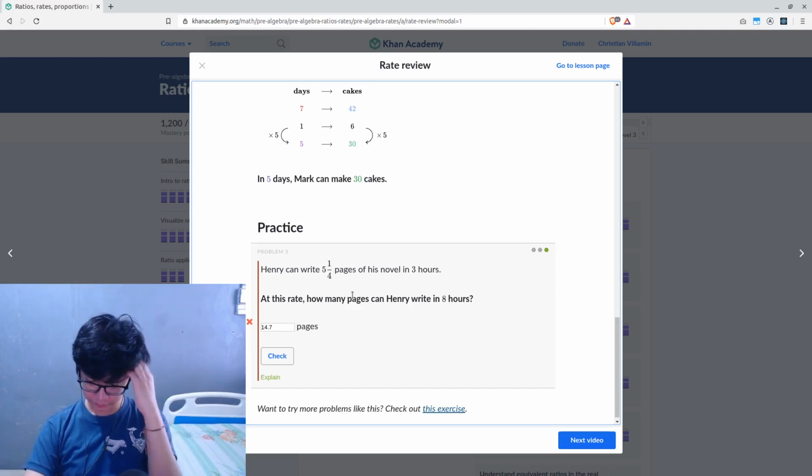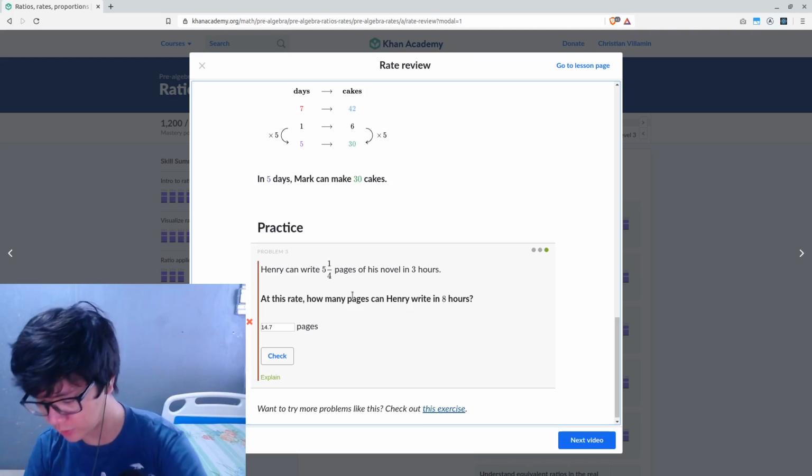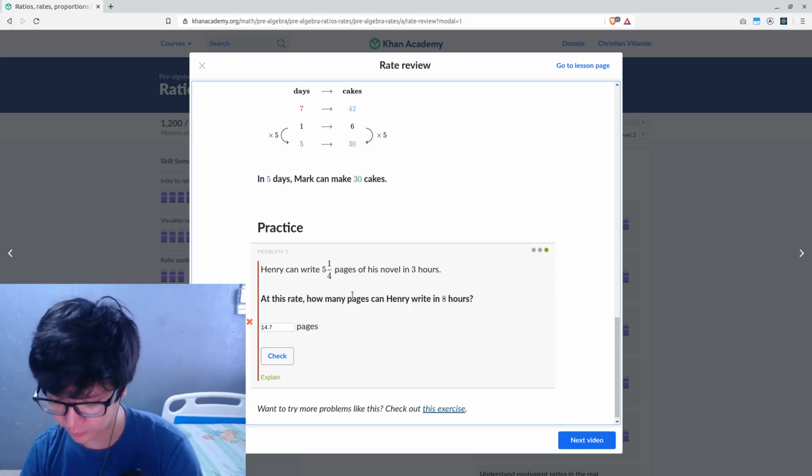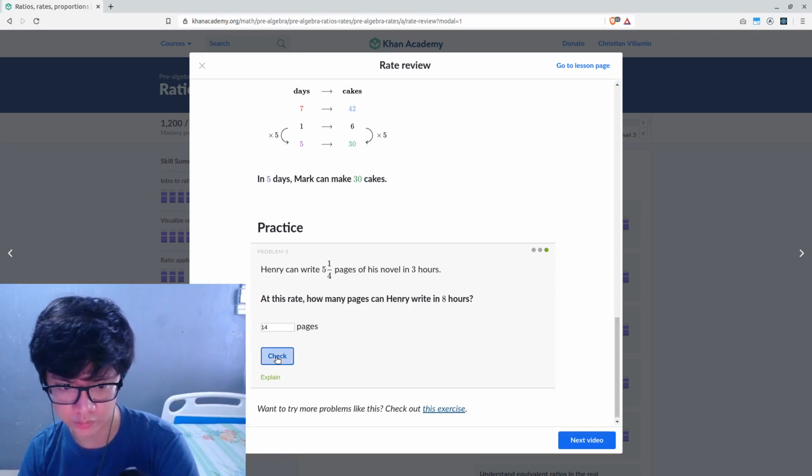63. Oh shit, why did it say 63? It's actually 56. 60. 8. 4. Just 14.